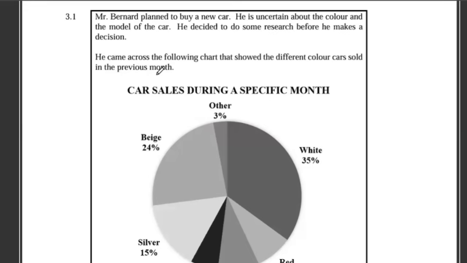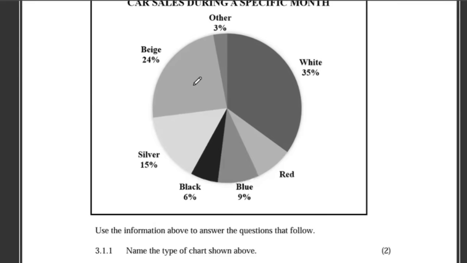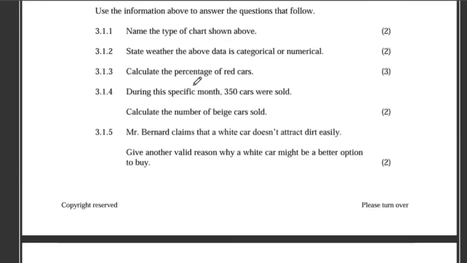Mr. Bennett planned to buy a new car. He is uncertain about the color and the model of the car. He decided to do some research before he makes a decision. He came across the following chart that showed the different color cars sold in the previous months. Name the type of chart that is shown below. So we call it the pie chart.